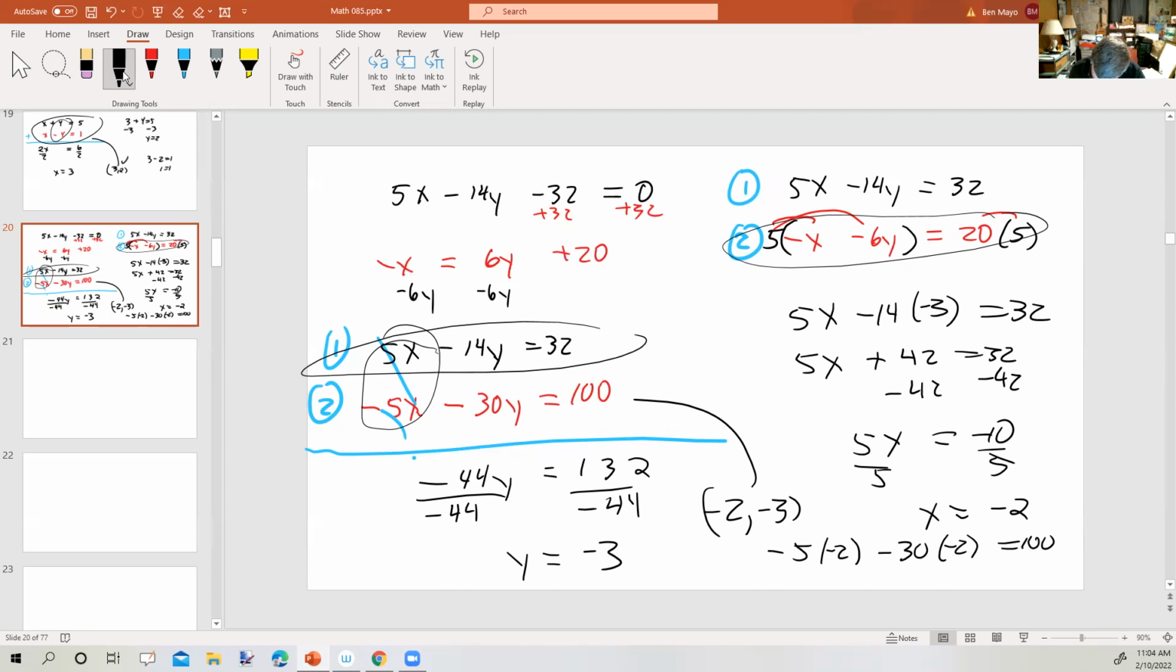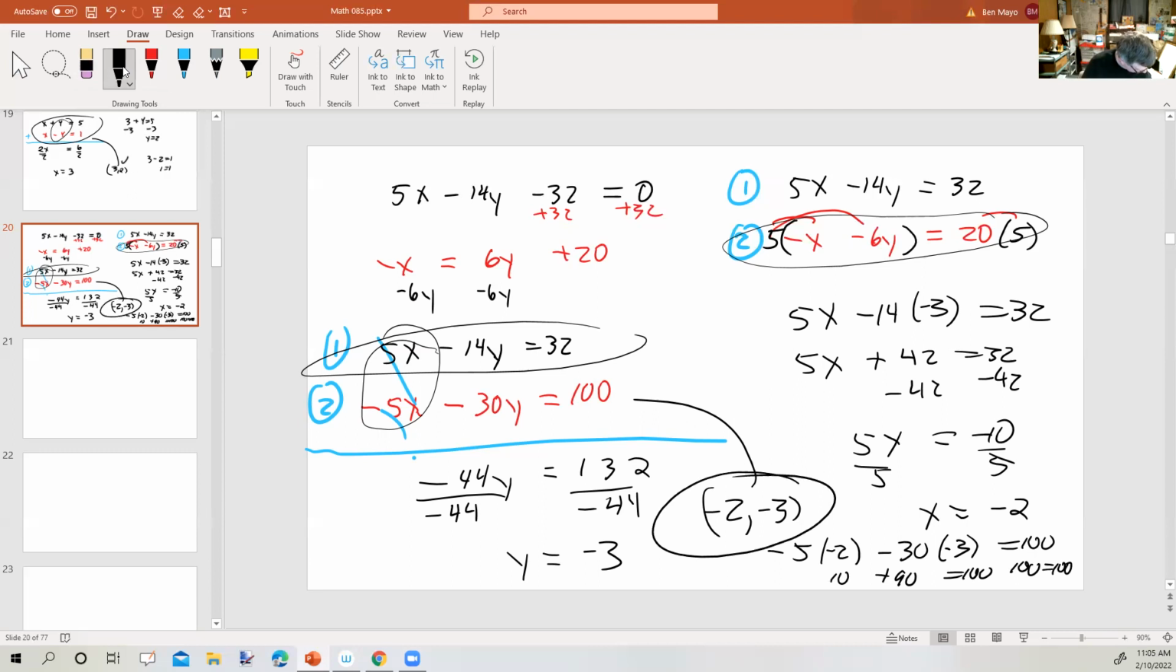It's not working. So what have I done wrong? Let's see. Negative 5x minus 30y. Oh, I see what I did wrong. Yeah, there I go. But I knew there was a mistake because it wasn't going to check. I wasn't going to get 100 equals 100. 10 plus 90 equals 100. So one of the nice things is that when you make mistakes, often as you continue on and check your work, you'll find the mistake, or you'll find that it doesn't work and you can go back.